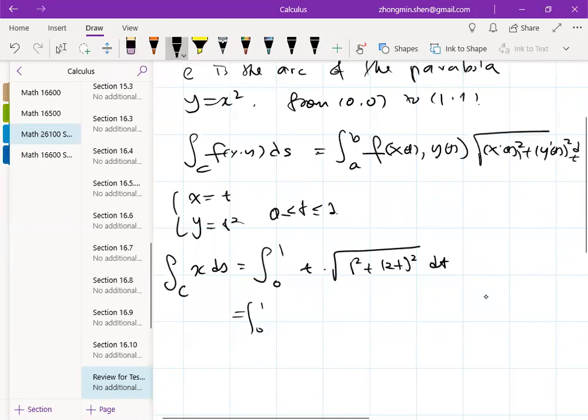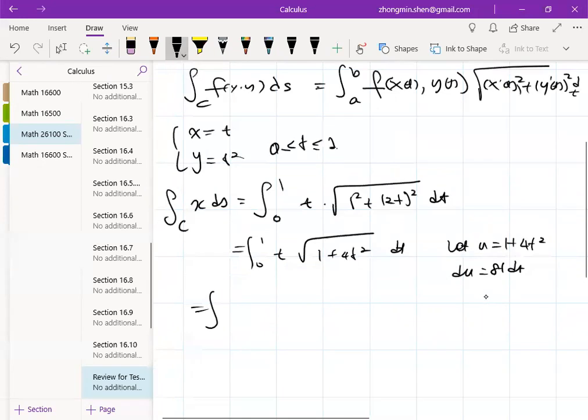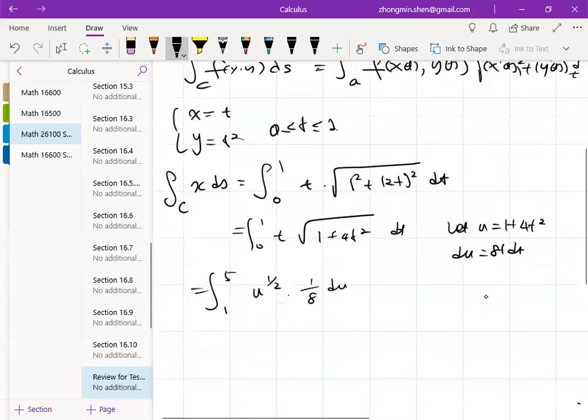For this one, I already see that this is going to use substitution. So you let u be 1 plus 4t squared. Then du equals 8t dt. This definite integral, when t equals 0, u is 1. When t equals 1, u is going to be 5. And this is u to the 1/2, and t dt is going to be 1 over 8 du. Change everything to u, including the interval.